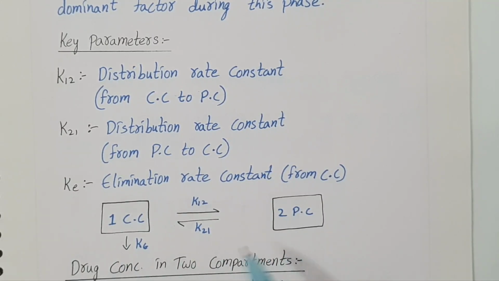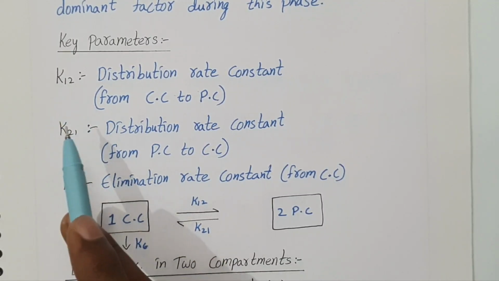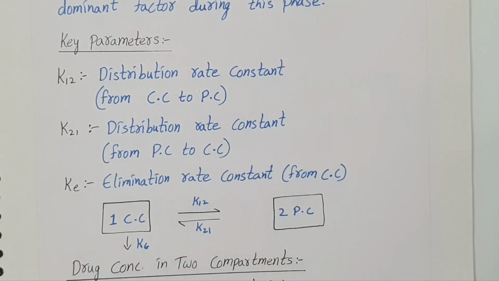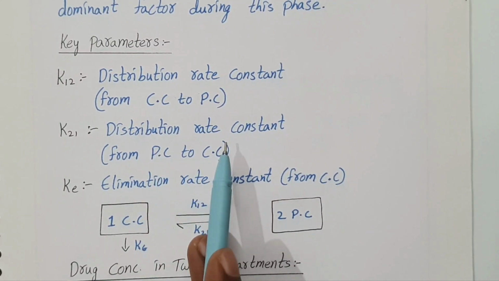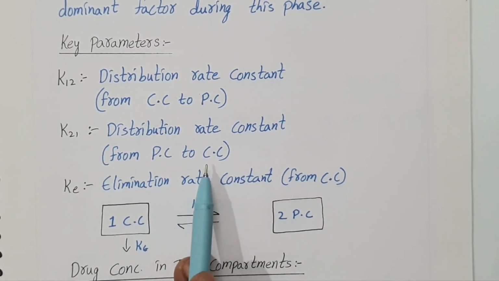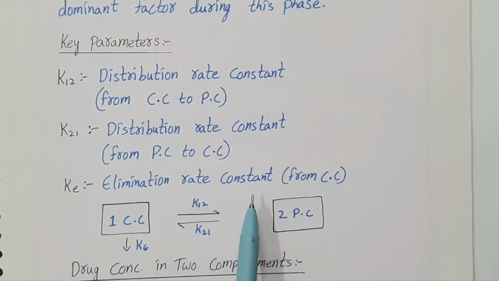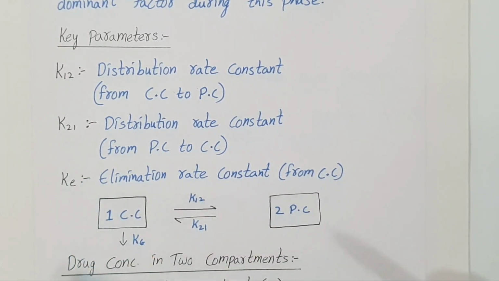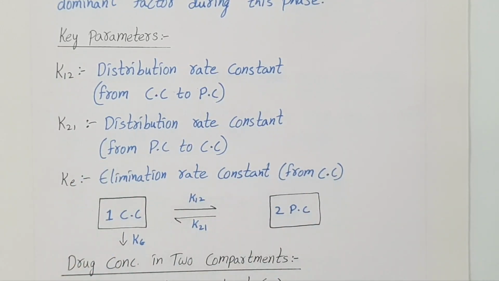So what guides the drug movement? The drug movement is guided by three rate constants. First one is K12, the distribution rate constant from the central compartment to the peripheral compartment. Second one is K21, the distribution rate constant from the peripheral compartment to the central compartment. Then we have Ke, the elimination rate constant from the central compartment. These constants define how fast the drug distributes and gets eliminated.